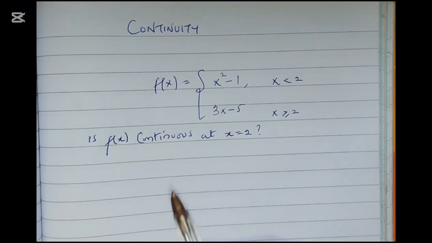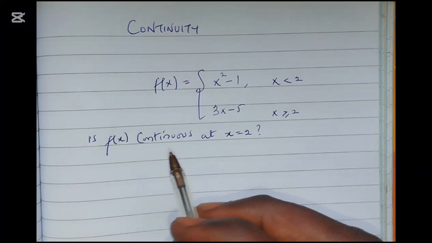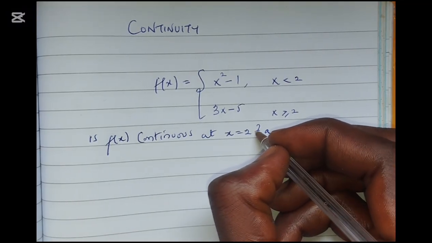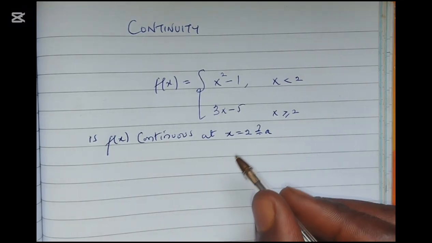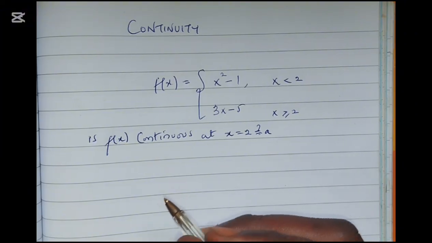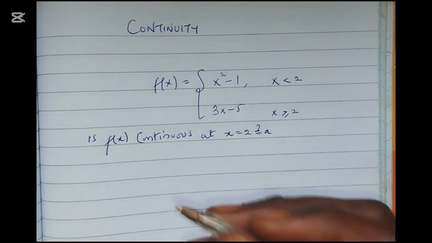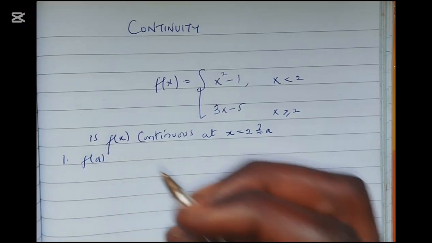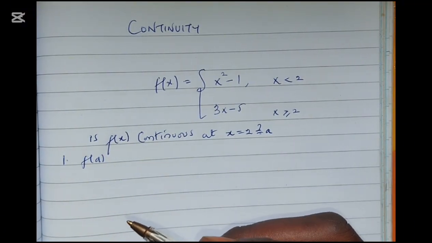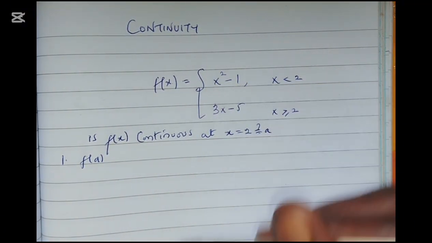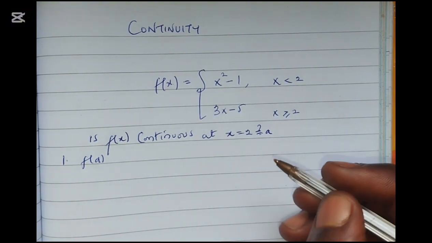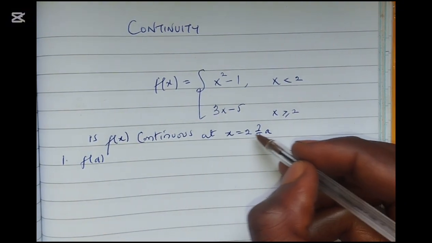second condition says that the limit of the function as the value approaches from the right must be equal to the limit of the function as the value approaches from the left. So what I'm trying to say is that the first condition says that f of a must be defined. Now let us pick any of these equations here and check if f of a is defined at x equals 2, because we know that a equals 2.